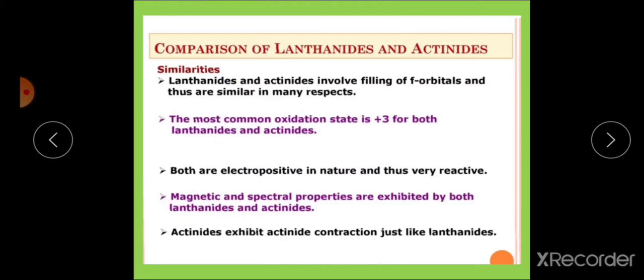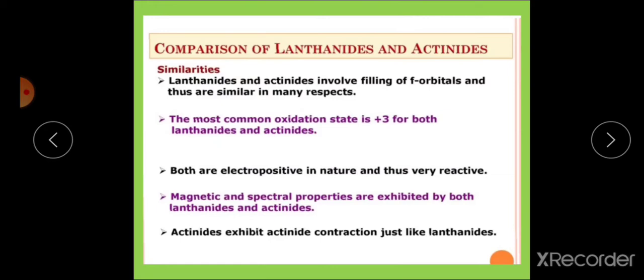Then some of the similarities of lanthanides and actinides are shown here. Lanthanides and actinides involve filling of f orbitals, and thus are similar in many respects. The filling of f orbitals takes place in both lanthanides and actinides, 4f and 5f. The most common oxidation state is +3 for both lanthanides and actinides. Both are electropositive in nature and thus very reactive.